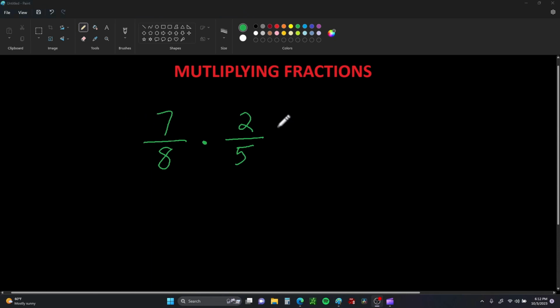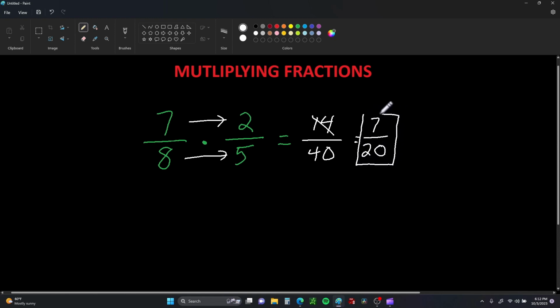In this example, we have 7 times 2 on top, which gives me 14. And in the denominator, it's 8 times 5, that gives me 40. While this answer is correct, it has to be simplified. They're both even, so they're divisible by 2. So 14 divided by 2 is 7, and 40 divided by 2 is 20. Now 7 is a prime number and 20 is not a multiple of it, so that one's finalized.